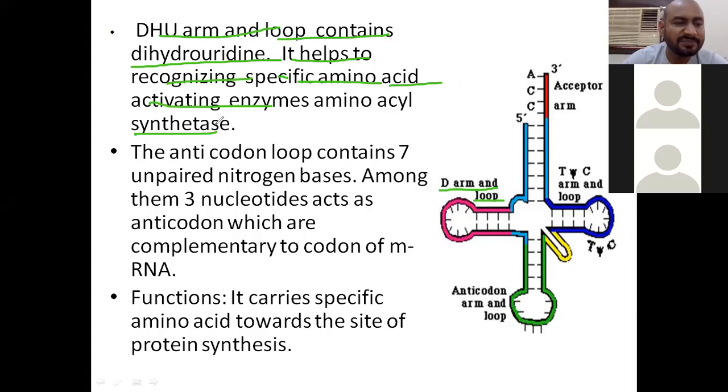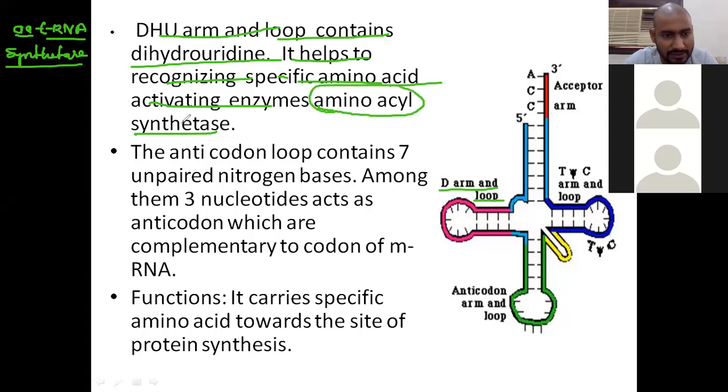There is one enzyme. The name of the enzyme is AAtRNA synthetase. This is the big enzyme. Okay, amino acyl tRNA synthetase. It recognizes a specific amino acid, activating enzyme amino acyl. Amino acyl synthetase means you have to write amino acyl tRNA synthetase. So this is the enzyme.